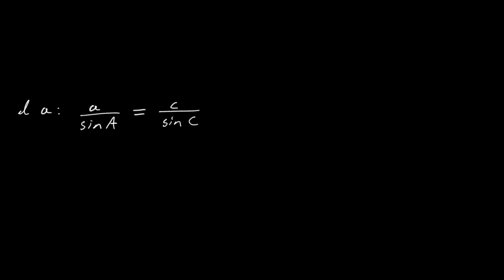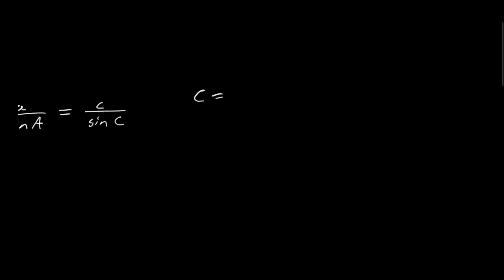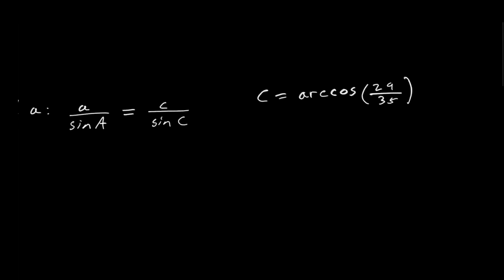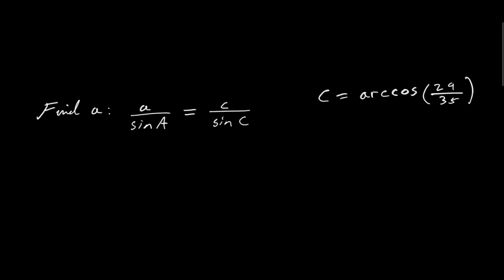And just remember, when we found that angle, C ended up being equal to the arc cosine of 29 over 35. That's what we found. So we will work with this expression rather than the approximation so that we can maintain accuracy. If we don't do that, we won't get the exact side length. We won't get 5.